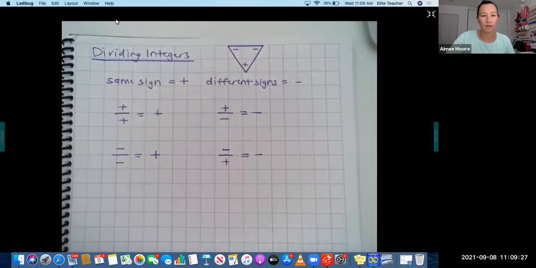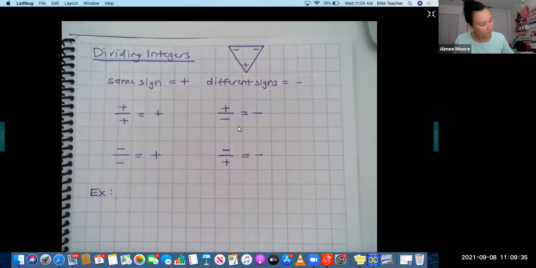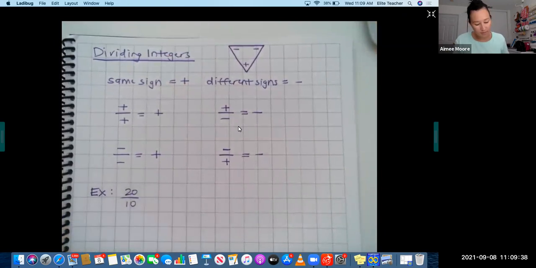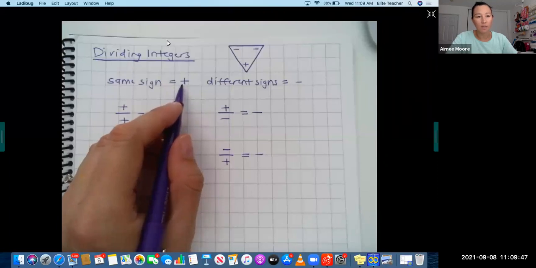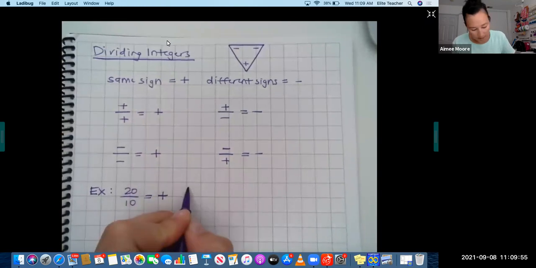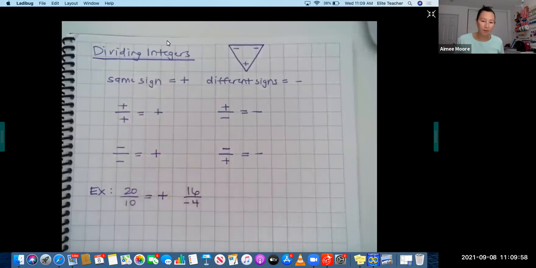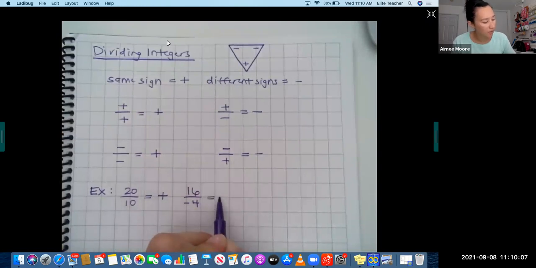Any questions so far? Okay, let's just do a few examples and then we'll move on to our assignment. So something like 20 divided by 10, they are both positives. They have the same sign, which tells us our answer is going to be positive. And then something like 16 divided by -4. So now we have different signs. We have a positive that we are dividing by a negative.